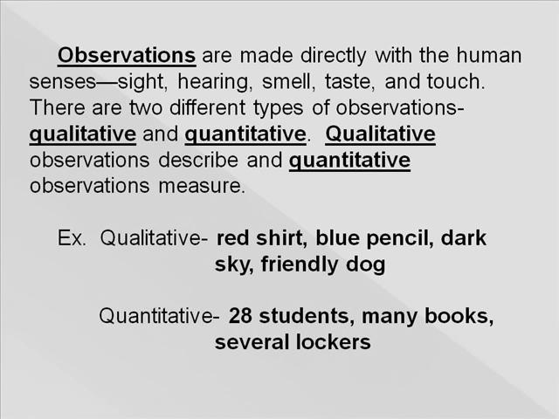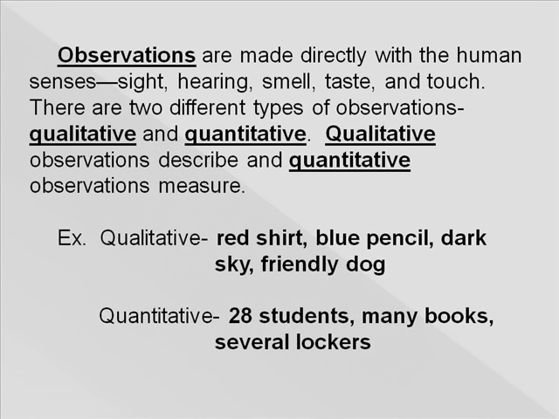So on this slide, I've put some examples for you. With the qualitative, which are the descriptive observations, I can see that the shirt is red. Red is an adjective that describes the shirt, and it makes it qualitative or descriptive. I can have a blue pencil, a dark sky, a friendly dog. You can have angry parents, or you can have happy parents, depending on the phone calls your teachers make home.